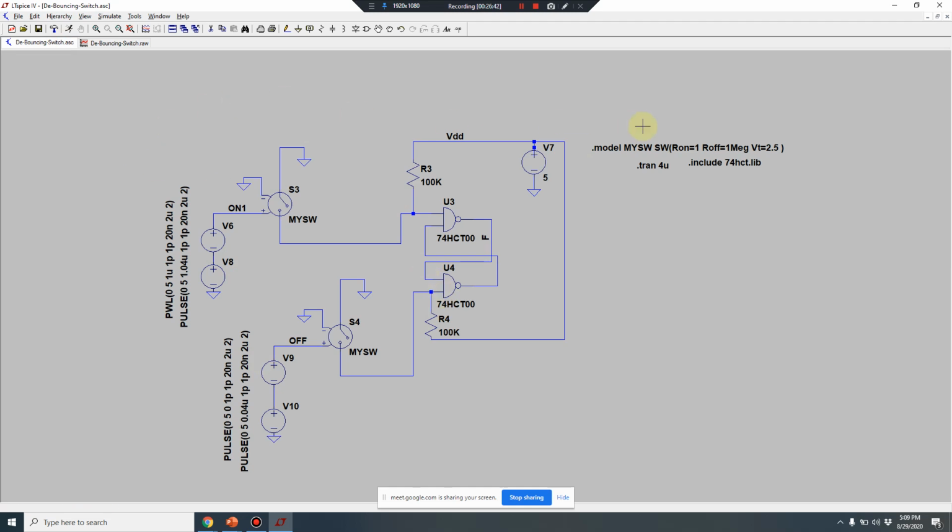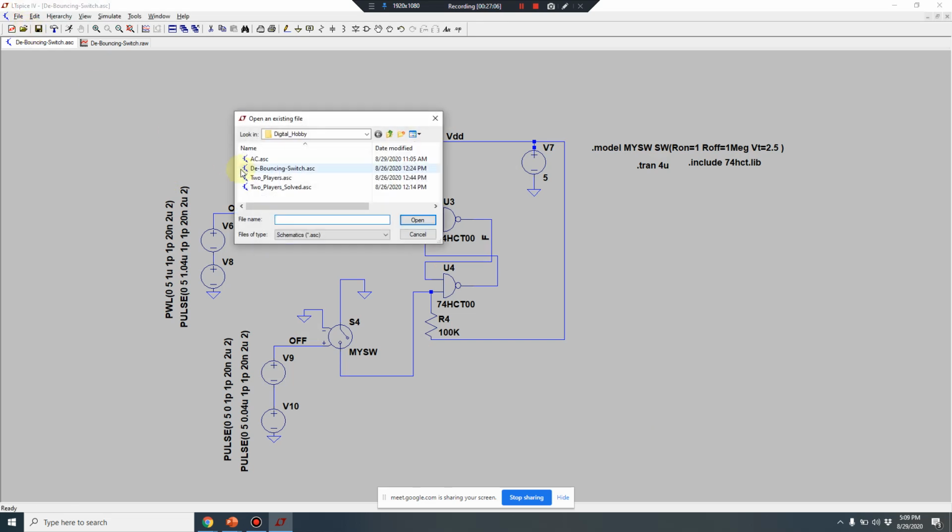So is the functioning of this debouncing switch clear to everybody? Can somebody say anything? Are you able to hear? Yes, sir. So this debouncing switch, is it clear?